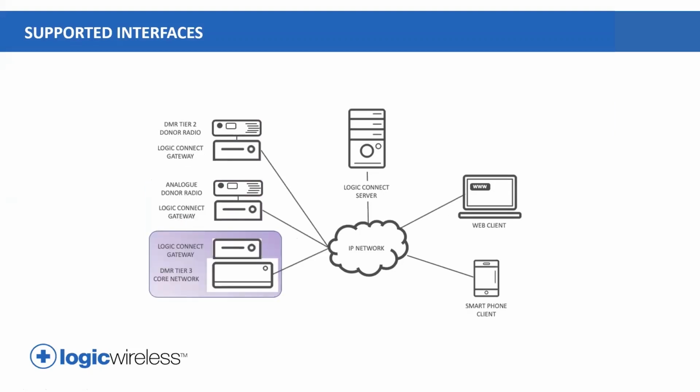The third interface is we are supporting Tate Tier 3 networks as well. With the Tate Tier 3 networks, you don't actually require a donor radio. The gateway will plug directly into the Tier 3 network itself. So for the case of DMR Tier 2 and analog radios, you do require a donor radio as well as a gateway that can be supplied from Logic Wireless as well.